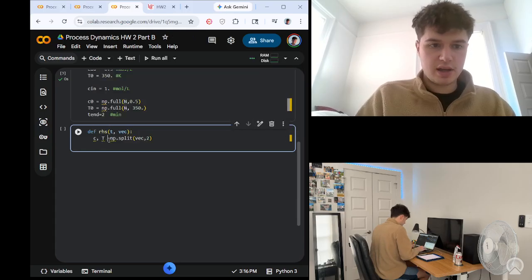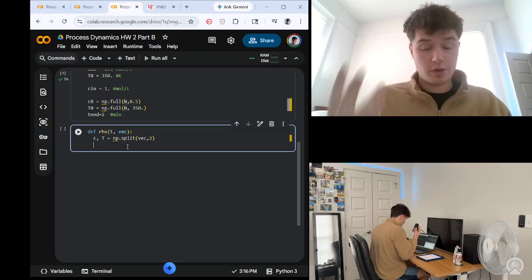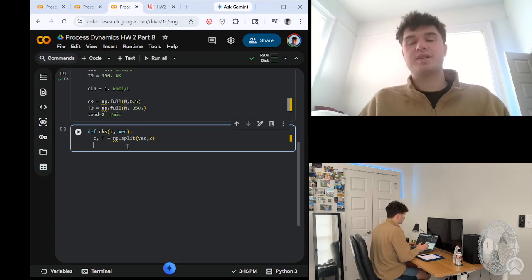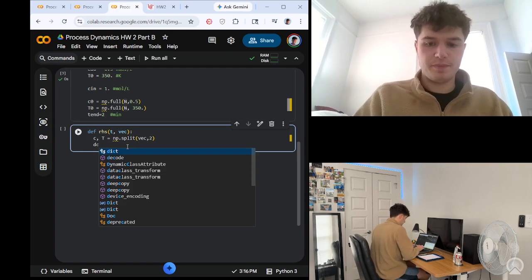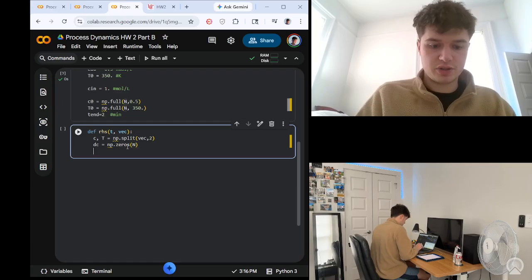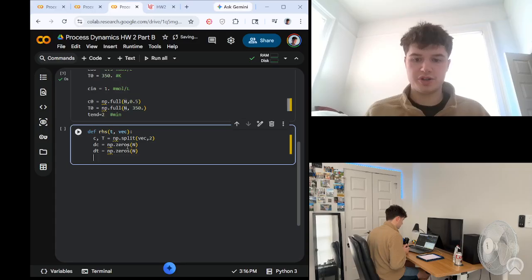And I need a space there. Now the next part is, since we want 2 profiles, we're going to be looking at 2 different variables with respect to time. Well, not with respect to time, we're going to be taking their derivatives, so dC. And like last time, we want this np.zeros with respect to our iterations, which is n. And then we will put the same thing, np.zeros, n.